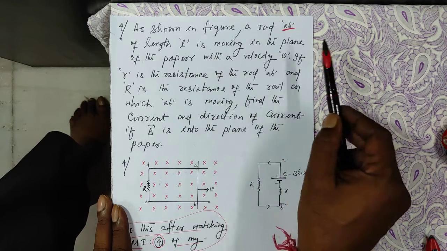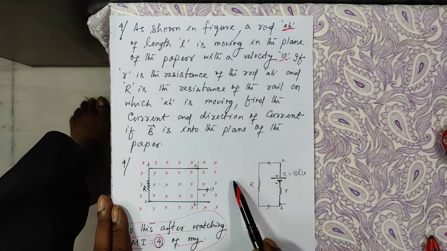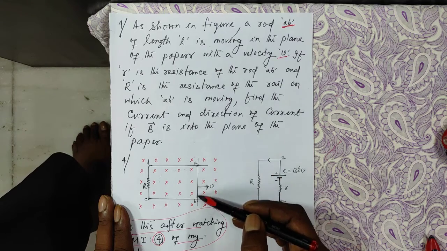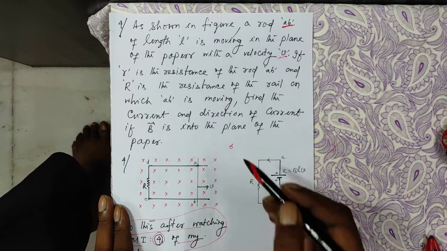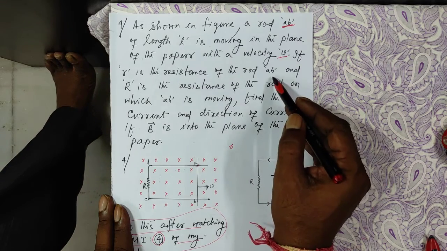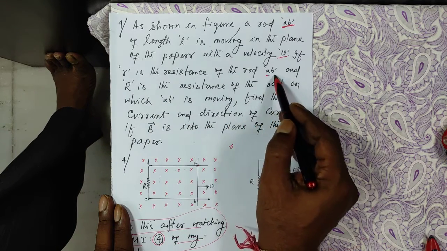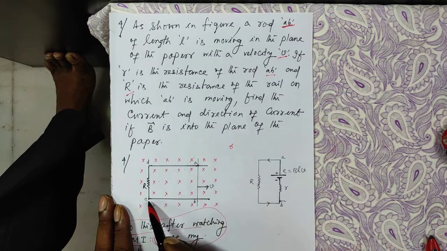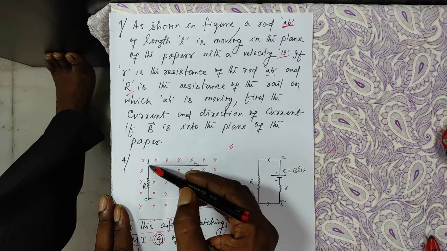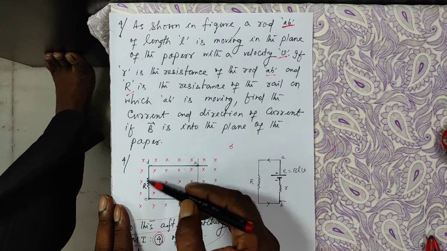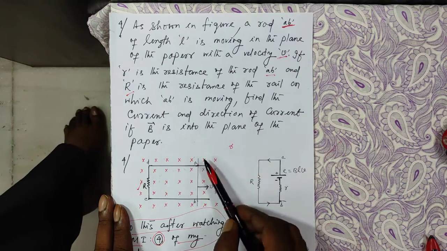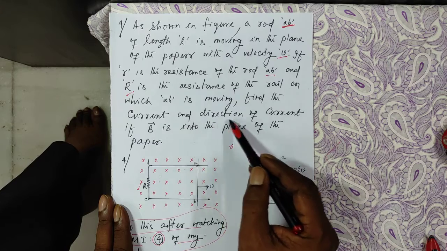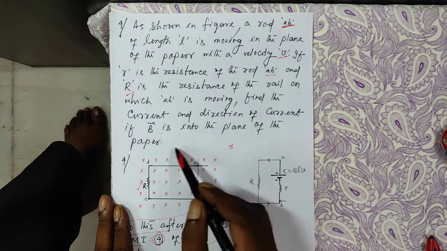With a velocity V, it is moving to this side. If small r is the resistance of the rod AB, this rod from here to here has a resistance small r, and capital R is the resistance of the rail, look at this rail, which is connected by a wire here, DC, whose resistance is capital R. This rod AB is moving to this side. Find the current and direction of current if B is into the plane of the paper.